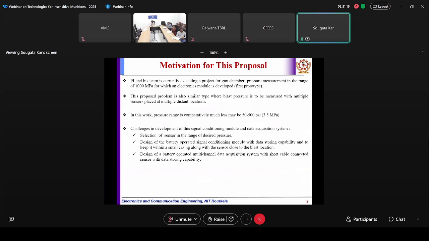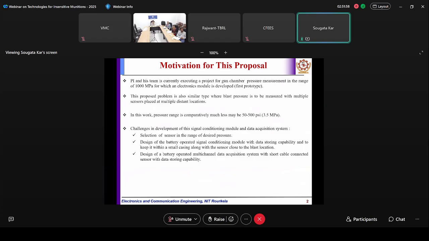Then this signal conditioning module should be battery operated. Mostly we are using a 3-volt coin cell battery. So it should be a battery operated system, and its power consumption must be low. Along with that, we have to store the data, because this complete system will be placed inside the gun chamber or the blast location, whatever it may be, and then we'll recover those modules and retrieve the data from them. So the data storing capability must also be there.